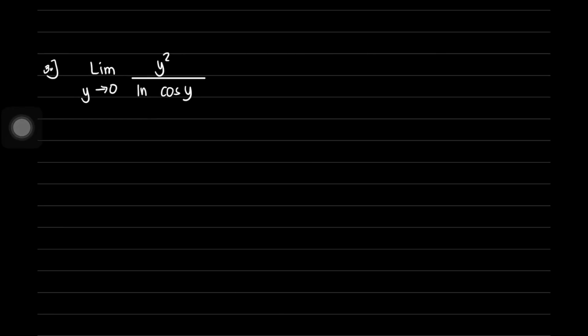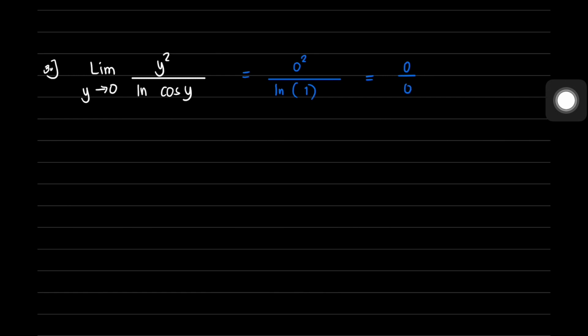For the third problem here, we're going to evaluate the limit of y squared all over ln of cosine of y as y approaches 0. So if we're going to evaluate this one, this is now equal to 0 squared all over the natural logarithm of cosine of 0, and cosine of 0 is equal to 1. Or this is now equal to 0 over the natural logarithm of 1, which is also equal to 0. So the answer is an indeterminate value as y approaches 0.